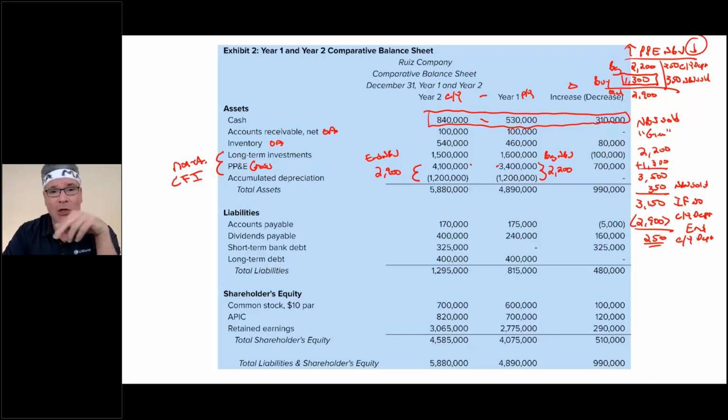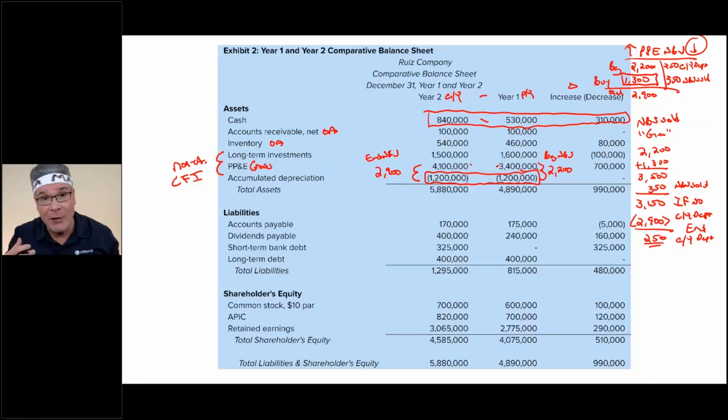Okay, that's one way. I'll show you another way in a second. Using your accumulated depreciation, you could find your current year depreciation as well. All right, but there's multiple ways. Now, when there's multiple ways, we're not learning multiple ways for the hell of it.